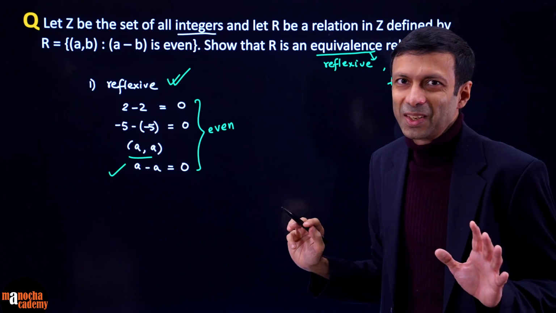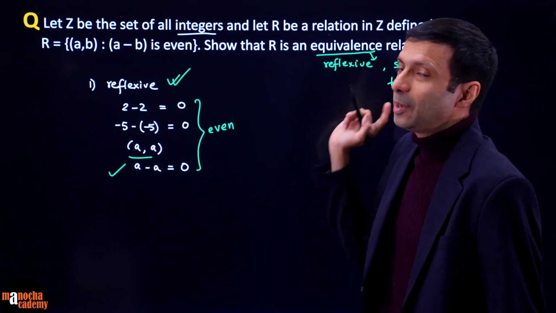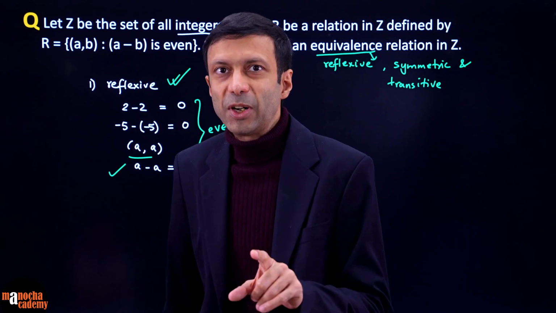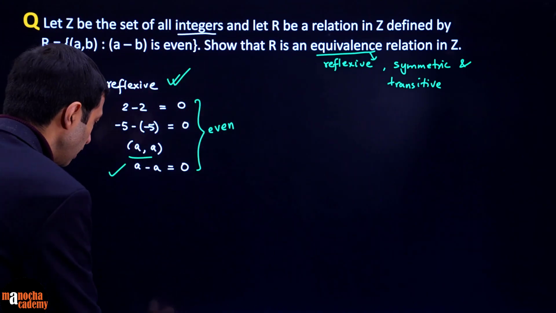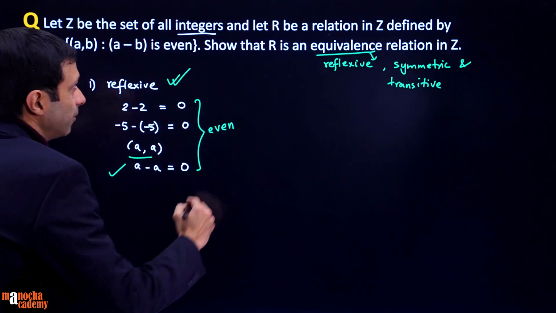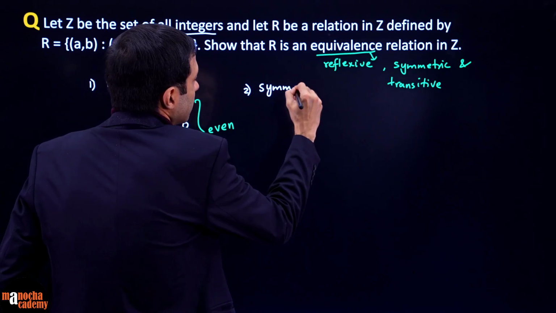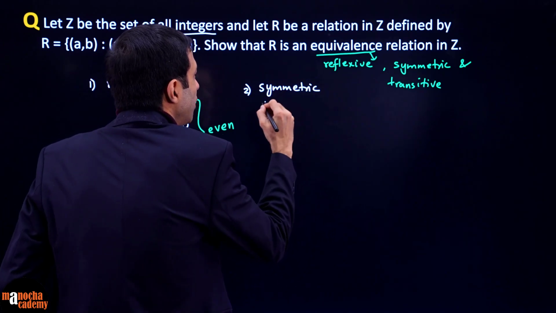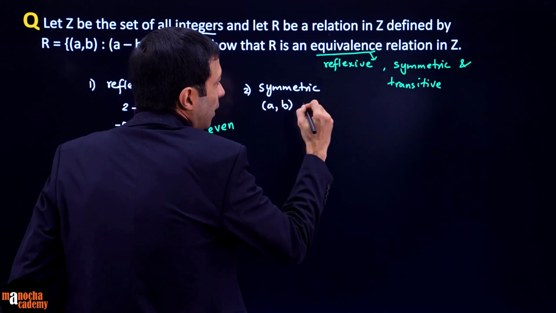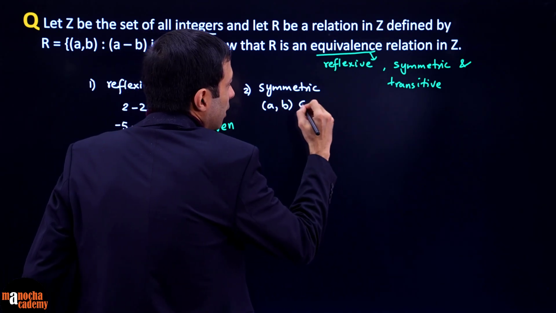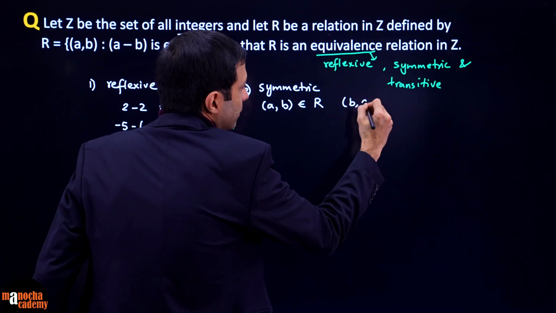That part is done. Next, let's look at the symmetric part. How do you prove that it is symmetric? Remember, what is the condition for symmetry? For symmetry, we have to show that if (A, B) belongs to the relation, then (B, A) should also be part of the relation, right?